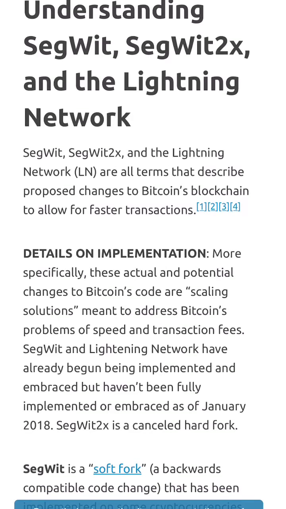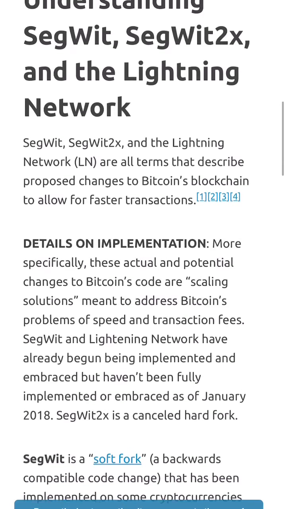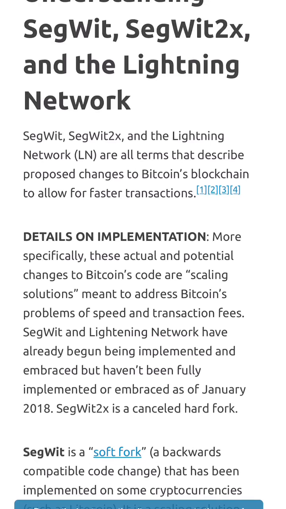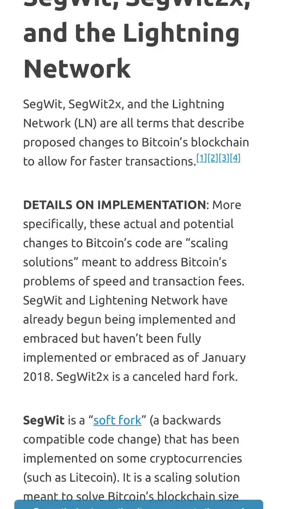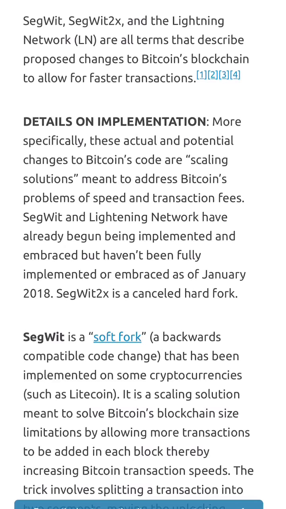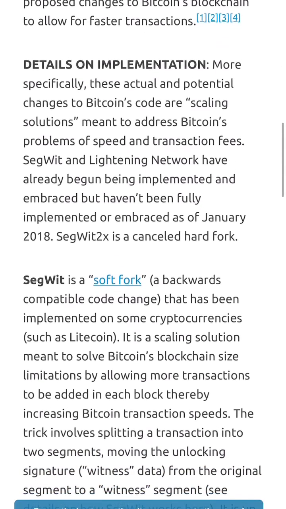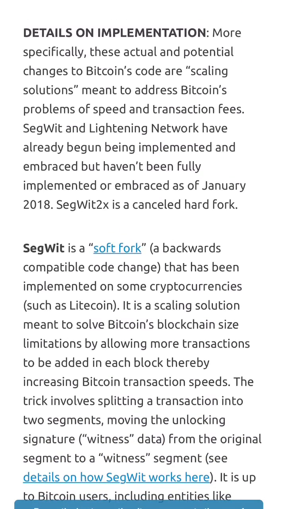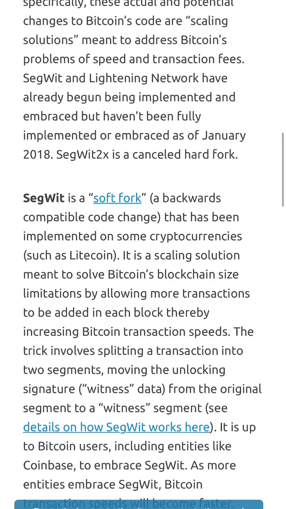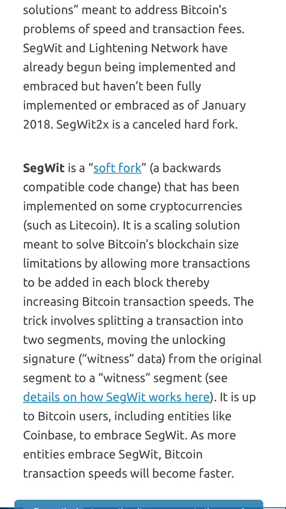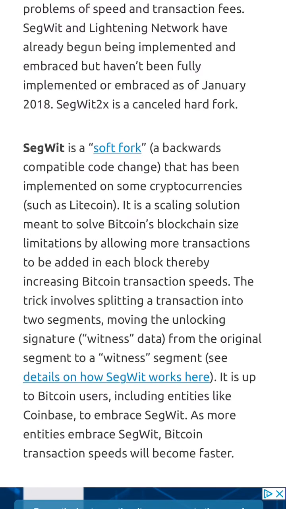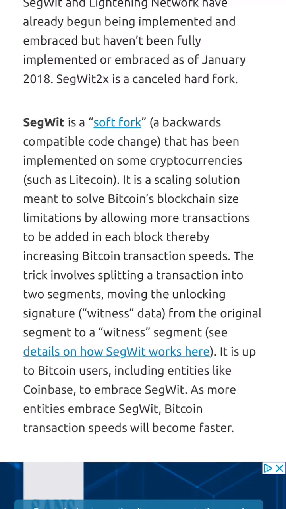SegWit, SegWit2x, and the Lightning Network are all terms that describe proposed changes in Bitcoin's blockchain to allow for faster transactions. Details on implementation. More specifically, these actual and potential changes to Bitcoin's code are scaling solutions meant to address Bitcoin's problems with speed and transaction fees. SegWit and Lightning Network have already begun being implemented and embraced, but haven't been fully implemented or embraced as of January 2018. SegWit2x is a canceled hard fork. Okay, so there is no SegWit2x apparently.